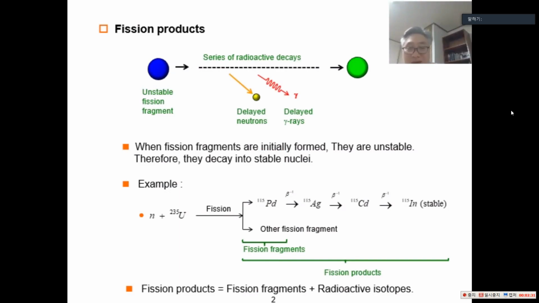So this is an example. Neutron plus uranium-235 undergoes fission. One of the fission fragments undergoes beta minus decay 1, 2, 3, and ultimately it becomes stable atoms. So this is the way the radiation comes.